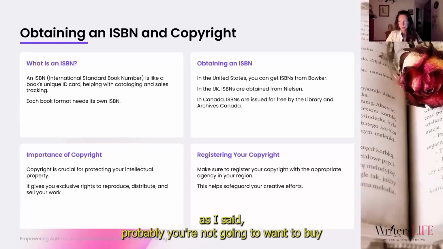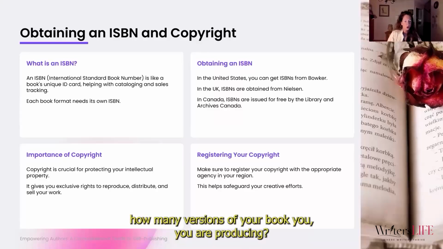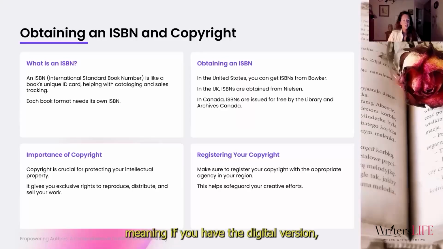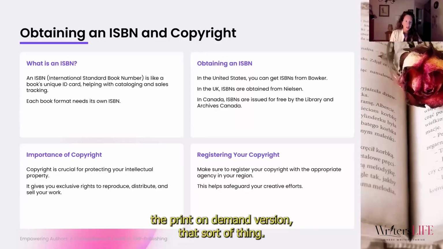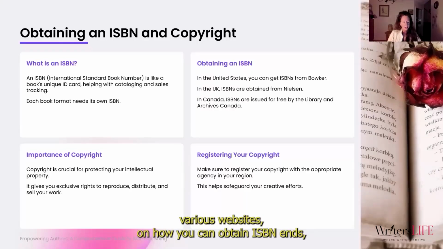As I said, you're probably not going to want to buy 100 ISBNs. You're probably just going to want to get a couple, depending on how many versions of your book you are producing, meaning if you have the digital version, the print-on-demand version, that sort of thing. And again, in the workbook, I've included all the links to all these various websites on how you can obtain ISBNs, how you can register your book.